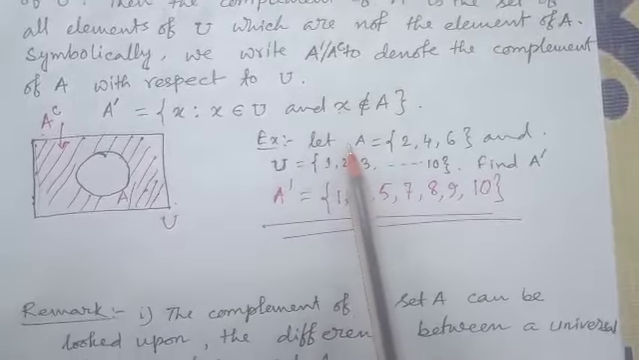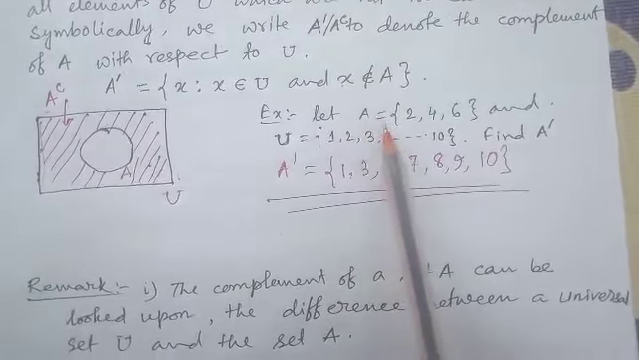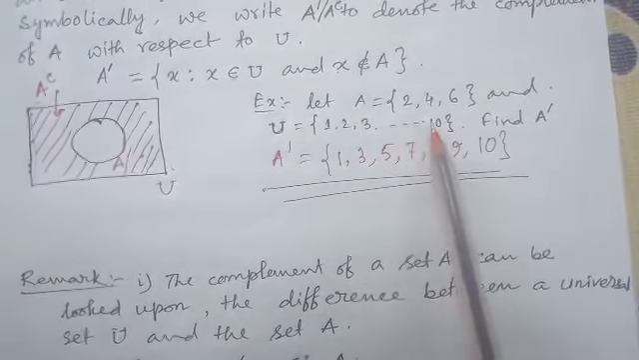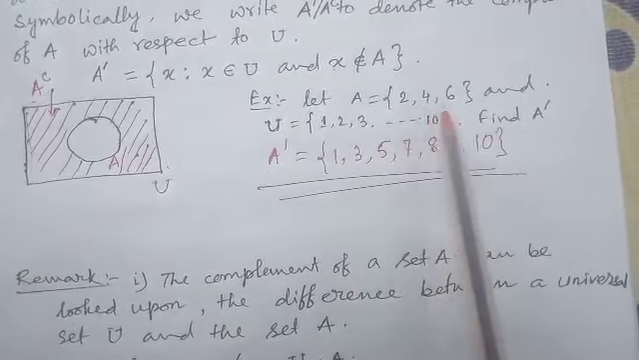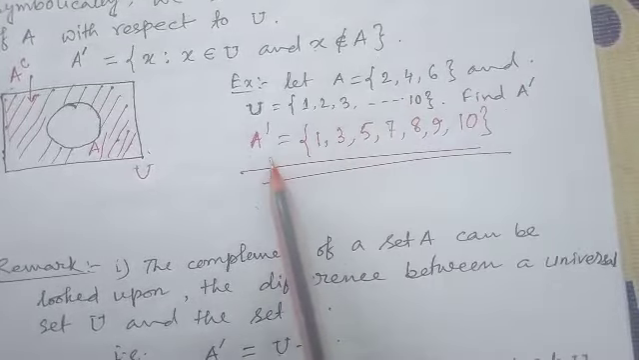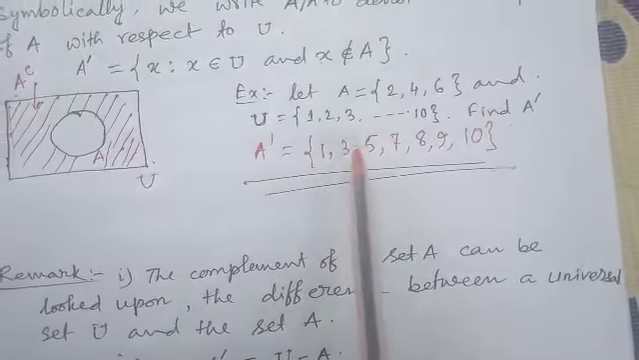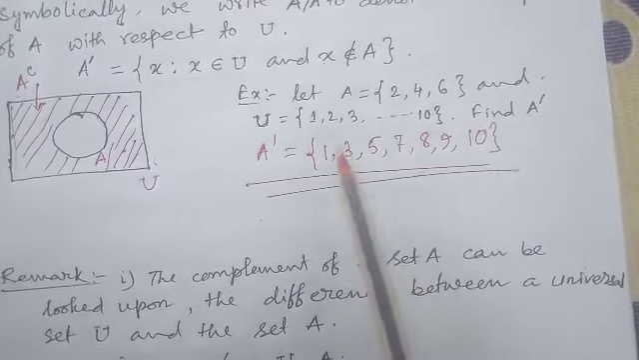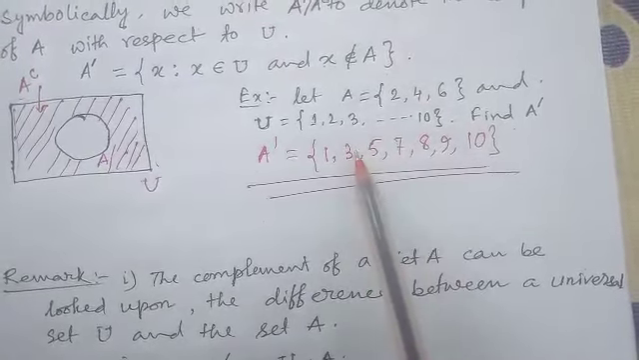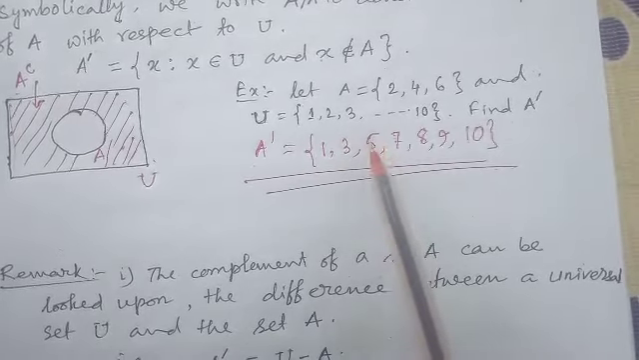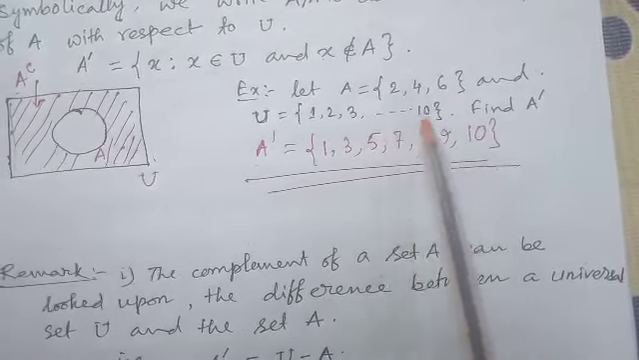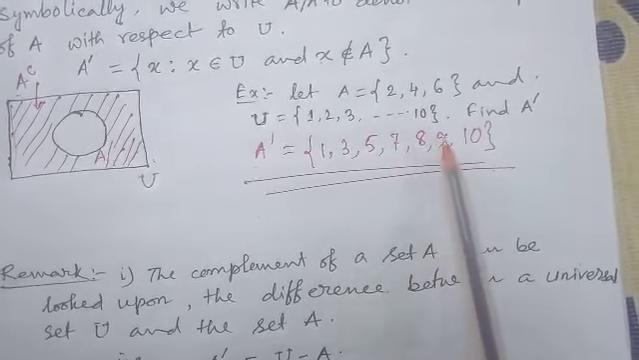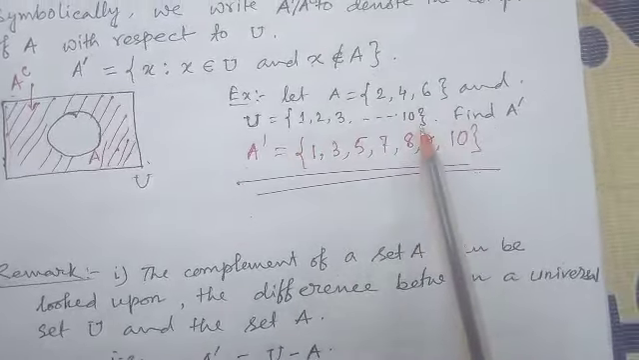And next, move to the example. Suppose you consider A equals 2, 4, 6 and the universal set equals 1, 2, 3 up to 10. These are the elements. So find A complement. A complement equals 1, then 2 is a common element, so you exclude it, 3, and then 4 is a common element, so you exclude it, then 5 here, and then 6 is a common element here, then you exclude it from A complement. 1, 3, 5, 7, 8, 9, 10. This is your A complement.